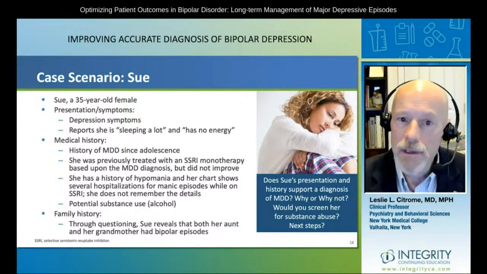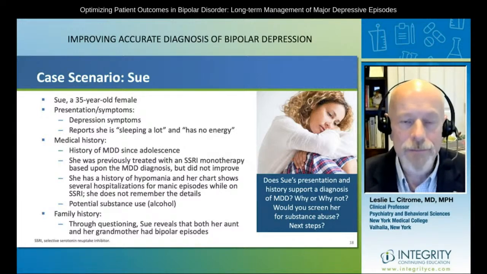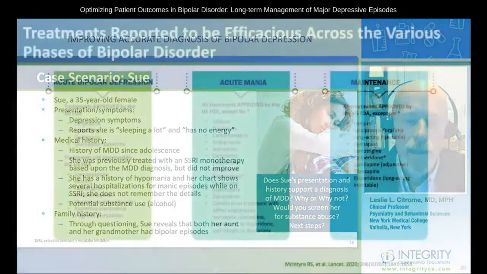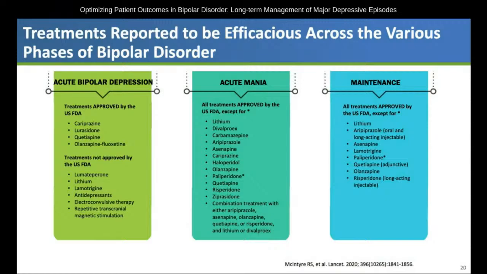With Sue, she's not plain vanilla MDD. There's something else going on, and this sounds like bipolar depression. So we'll need to treat bipolar depression effectively. In order to do that, let's run through the array of treatments that we have available for bipolar disorder, and we can divide it into the different phases of treatment. Acute bipolar depression involves some treatments that are kind of unique and different, perhaps. Acute mania, another list, and maintenance, a subset of the prior lists.